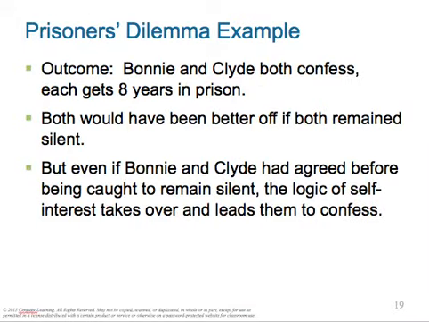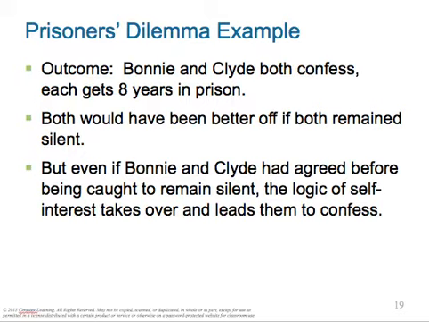Now, the outcome then is both confess and each gets 8 years in prison. Both would have been better off if they remained silent. But even if Bonnie and Clyde had agreed before being caught to remain silent, the logic and self-interest takes over and leads them to confess. They start thinking about that opportunity to get out scot-free. And then they consider, well, doggone, I don't want to be in here for 20 years. I better speak up. If nothing else, I'll get 8. Maybe I'll get lucky and get out for free.